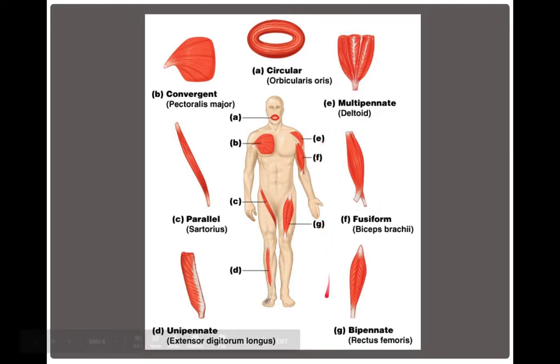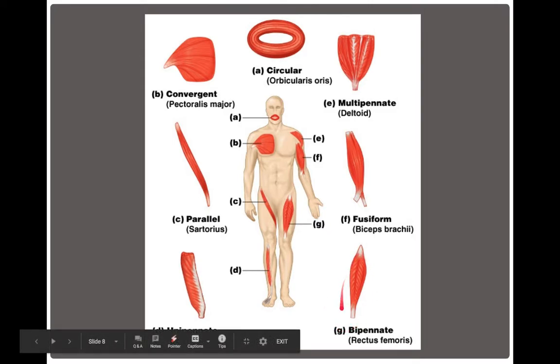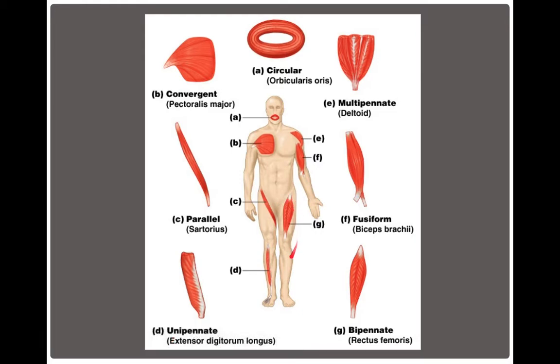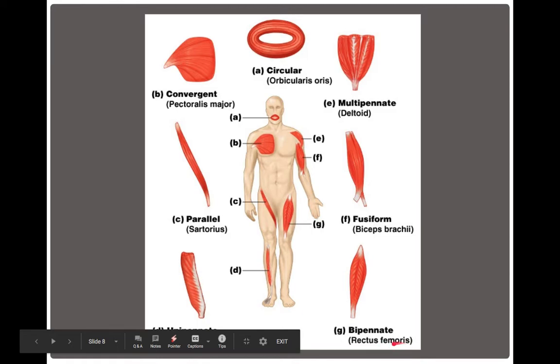By the way, let's talk about the bipennate muscle here. You can see that the rectus femoris is a bipennate muscle. But you should also be able to figure out why it's called the rectus femoris. It is found stretching across the femur, and that goes back to our previous point about how the location of the muscle is also used as part of its name.